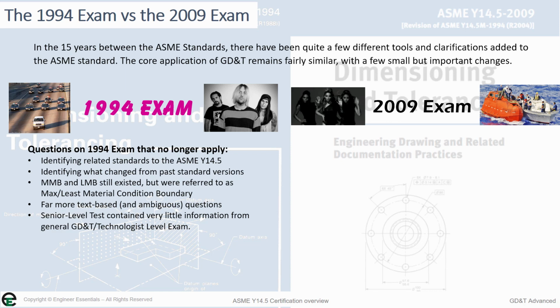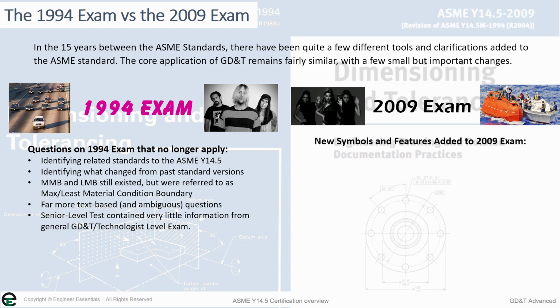And finally, the senior level test for the 94 exam contained very little information from the general GD&T or Technologist Level exam. Now in the 2009 exam, you have both advanced concepts and the fundamental concepts that you have to understand. However, in the 94 exam, it really only focuses on the more advanced concepts, like composite tolerancing and maximum material boundary.